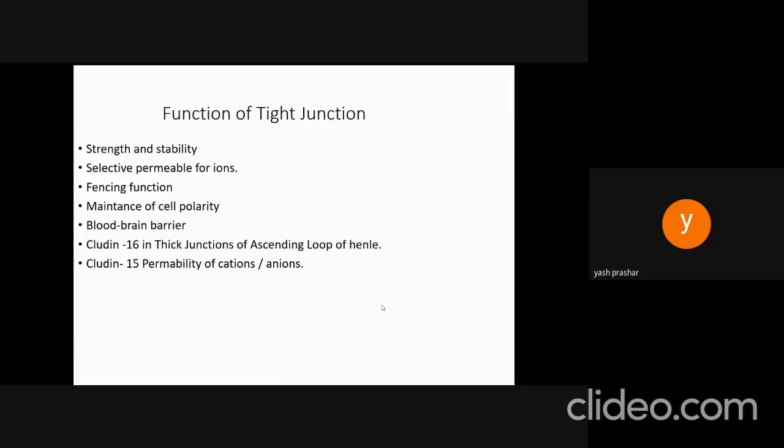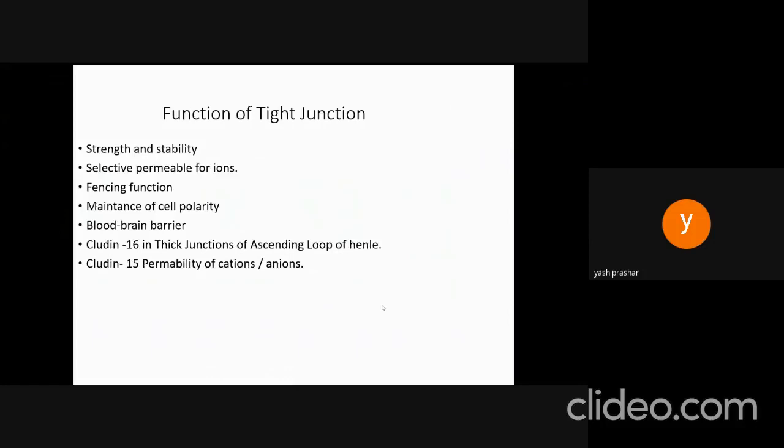So what are the functions of tight junctions? They provide strength and stability, selective permeability for ions, fencing function, maintenance of cell polarity, and the blood-brain barrier. Additionally, Claudin 16 in tight junctions of the thick ascending loop of Henle is present there, and Claudin 15 affects permeability of cations and anions. Tight junctions are especially prominent in the intestinal epithelial cells, which must form an effective barrier so that liquid from the intestine cannot pass through the epithelial layer.